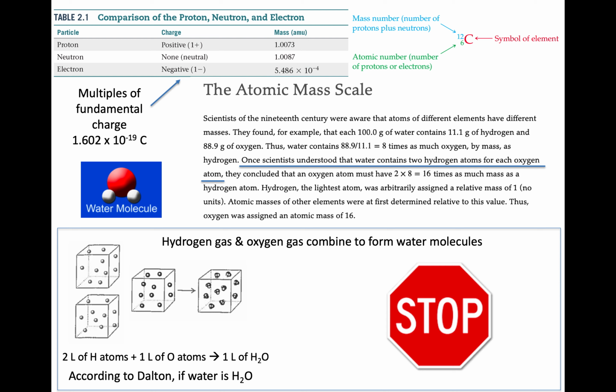Is that what you think takes place at the particle level? Do you agree with the description that Dalton is summarizing there? Or do you have something else that you think is going on? What's taking place at the particle level here for the reaction of hydrogen gas and oxygen gas to form water molecules?